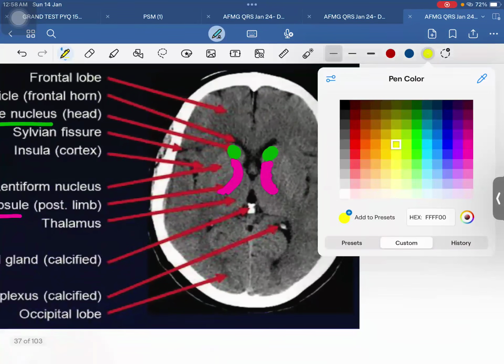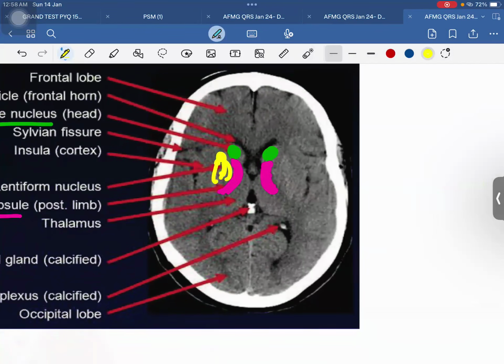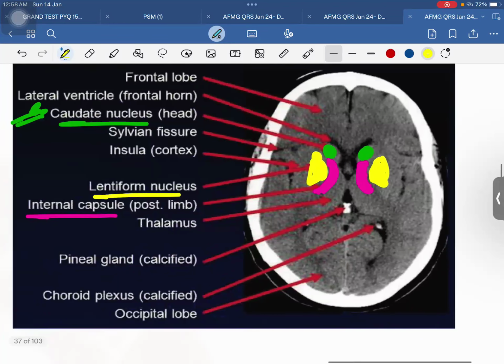If they mark this area inside the internal capsule that I am highlighting, this structure looks like a lens, right? As it looks like a lens, this is known as the lentiform nucleus. And obviously outside this will be your external capsule.